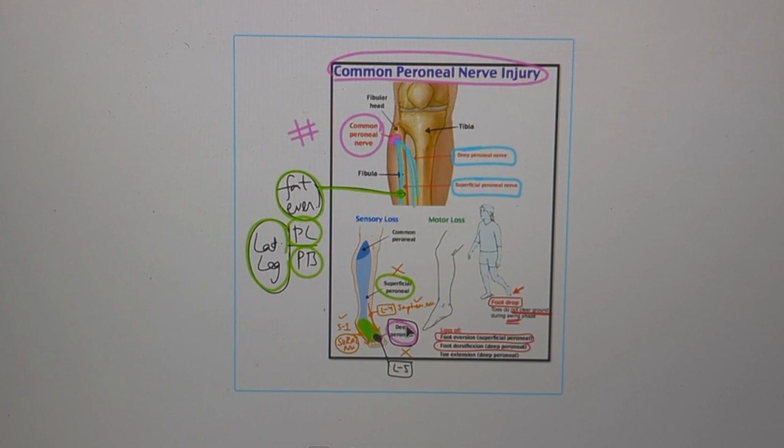The deep peroneal nerve is responsible for foot dorsiflexion and toe extension. Damage to this nerve causes foot drop, where the toes fail to clear the ground during the swing phase of walking, resulting in a high stepping gait.